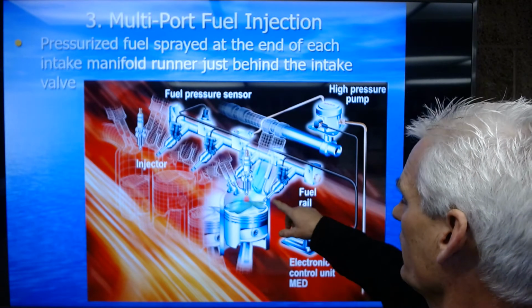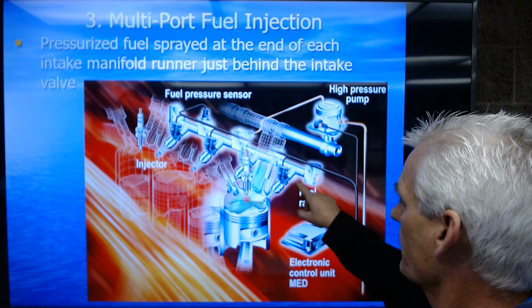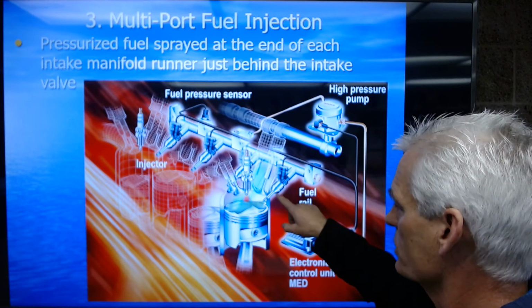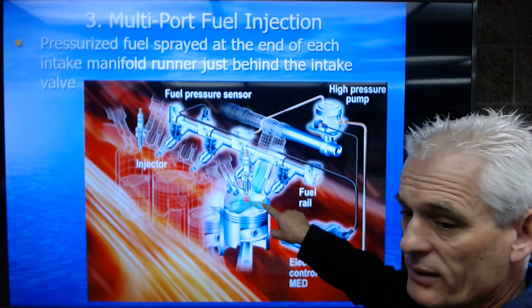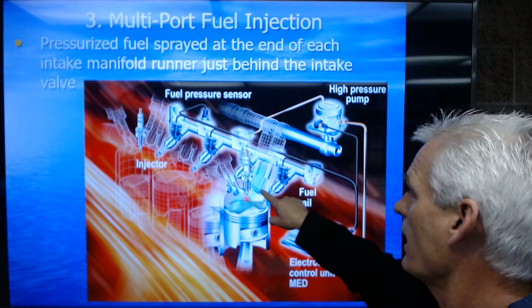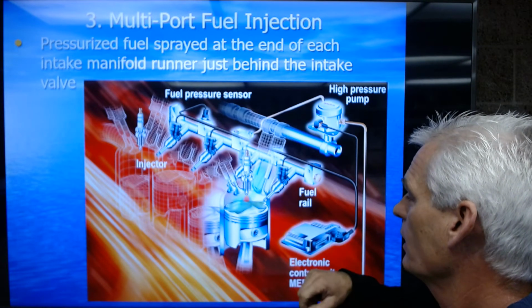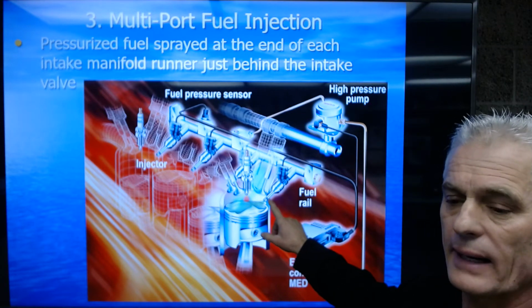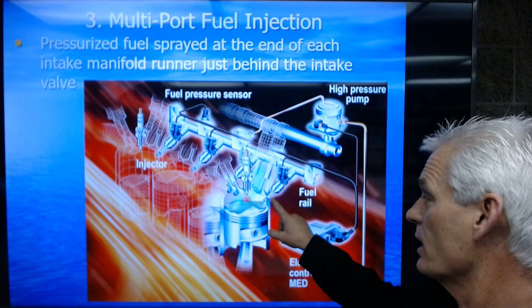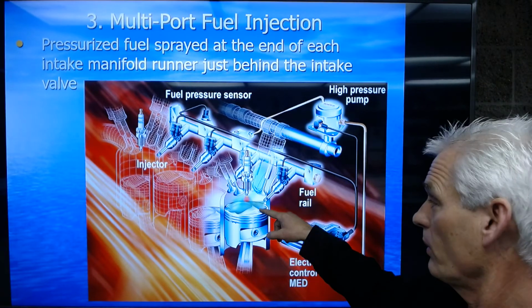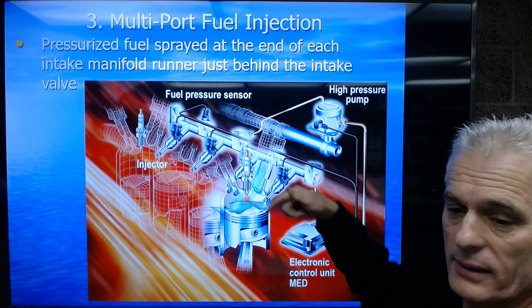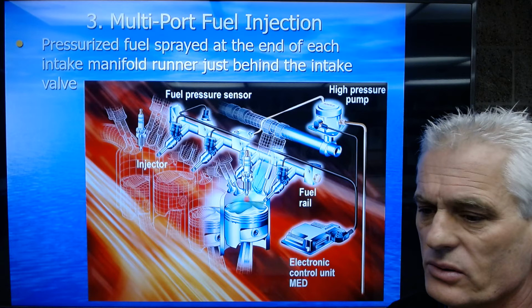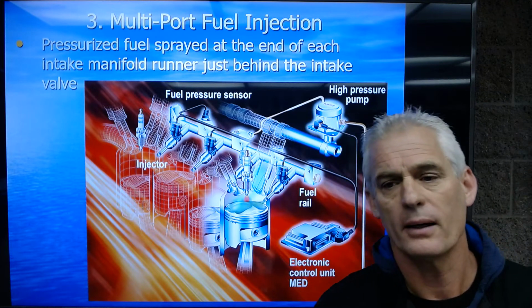So what you've got here in this picture is actually showing direct injection, where the injector is spraying into the combustion chamber, not at the back of the intake valve. A number of modern cars today are both direct and indirect injection. So we have an injector in the combustion chamber, but we also have an injector spraying at the back of the intake valve. There's a number of reasons for that.